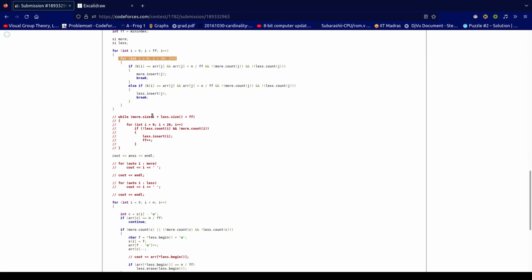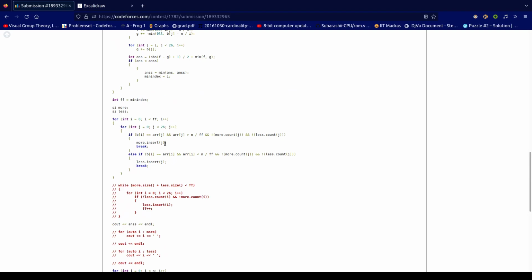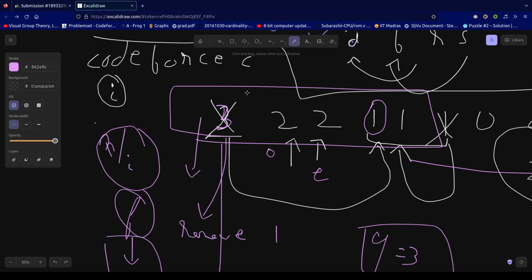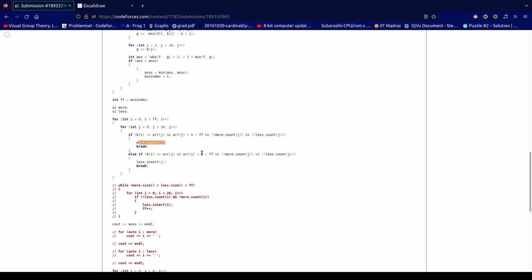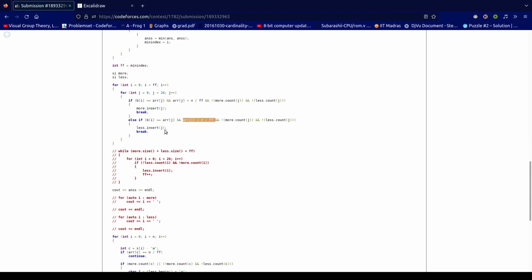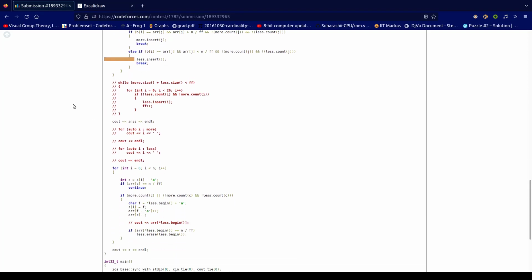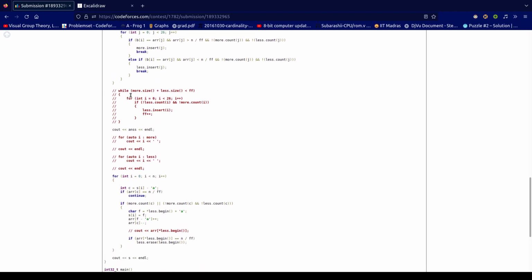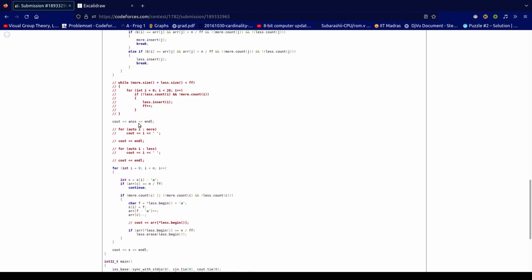And also, let's think about this more and this less over here. More is again very straightforward. It's very intuitive, I think. Whatever characters are greater than n over i, I'm just putting them in a set called more. And whatever characters are less than that, I'm just putting them in a set called less. And then that part we have over here, I'm just outputting the total number of operations.